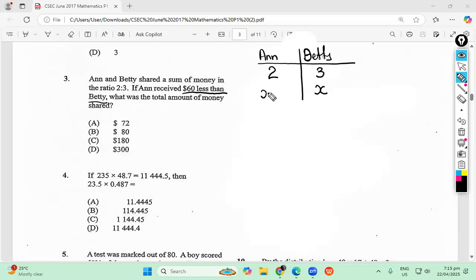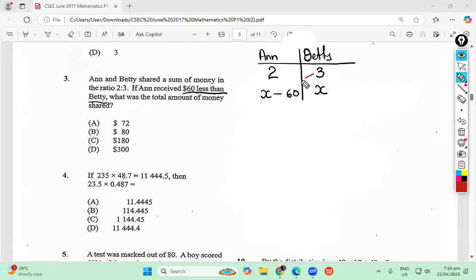If Betty is getting X, then X minus 60, does that represent Anne's money? That represents Anne's money, right? She's getting $60 less than Betty. When you minus $60 from something, I know that is $60 less. So all we have to do now is cross multiply and solve for X.